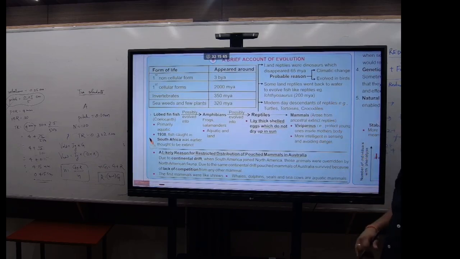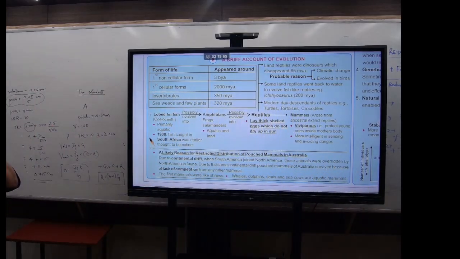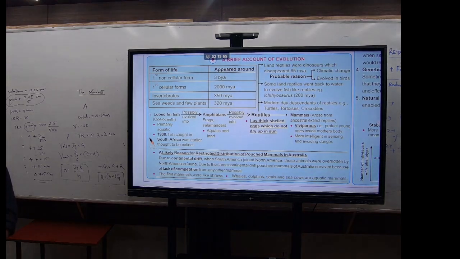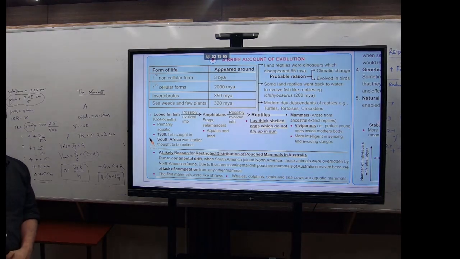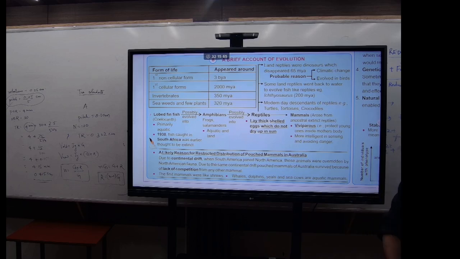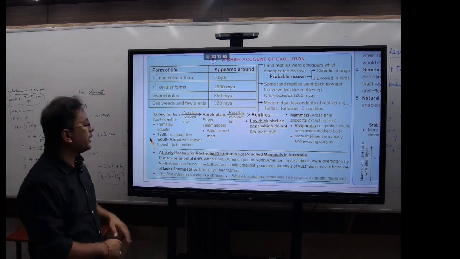This is very important, guys. A brief account of evolution. The first non-cellular forms of life appeared around 3 billion years ago, and the first cellular forms of life around 2 billion years ago, or 2000 million years ago. Invertebrates 350 million years ago, seaweeds and a few plants 320 million years ago. And there was a fish known as coelacanth, or the lobe fin fish.